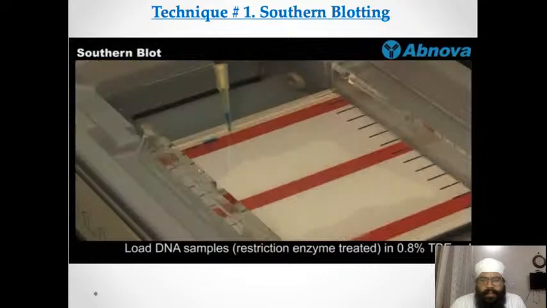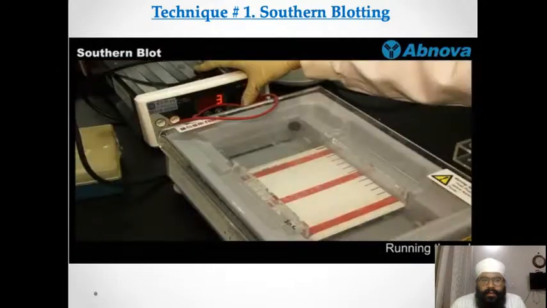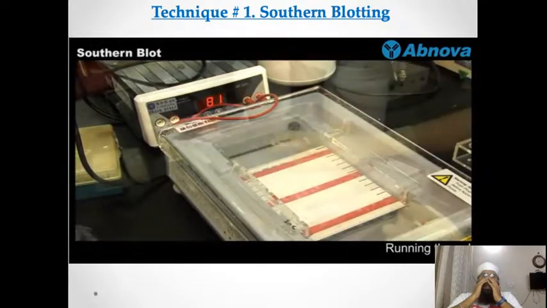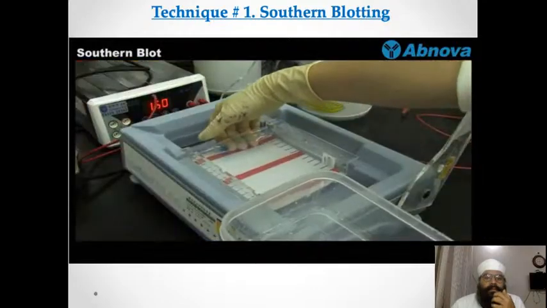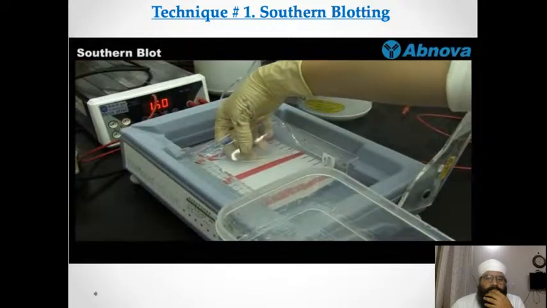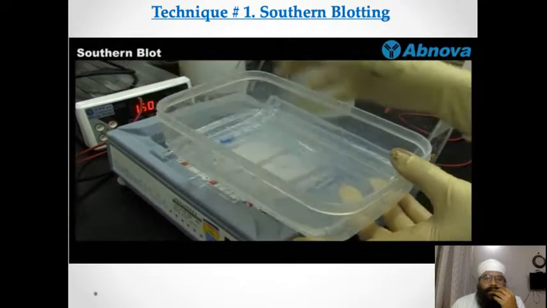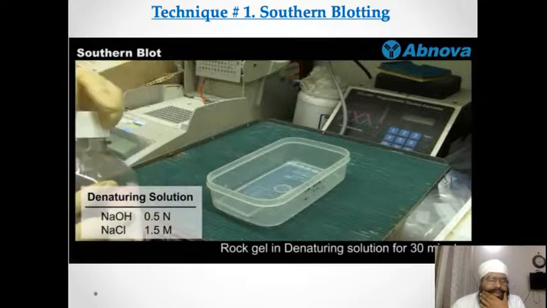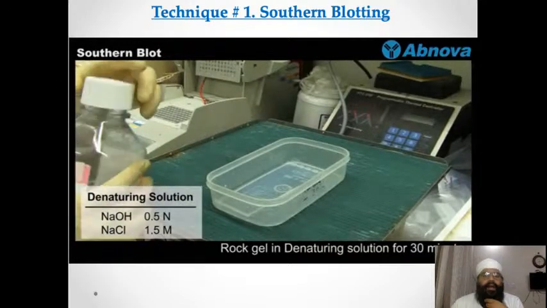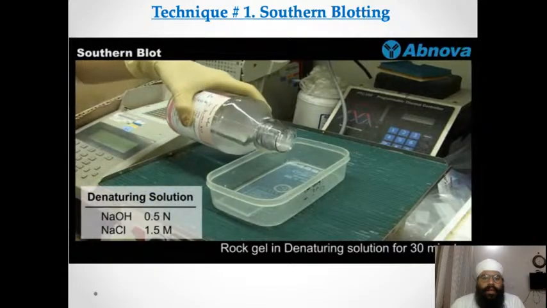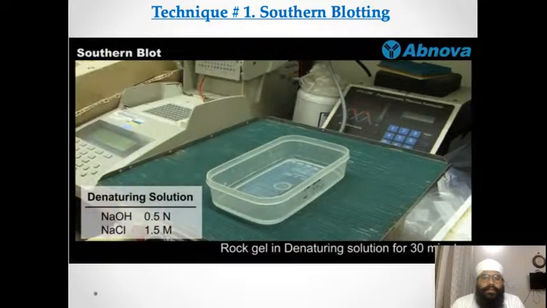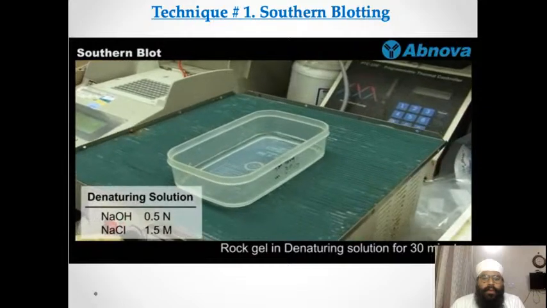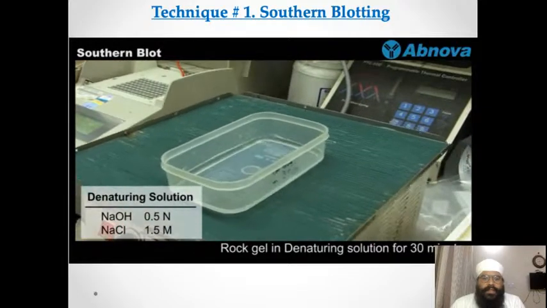So you load your DNA samples on a 0.8% TBE gel. Then denaturing solution with sodium hydroxide, 0.5 normal, and 1.5 molar NaCl, and we put them on the rocker for 30 minutes in this denaturing solution.